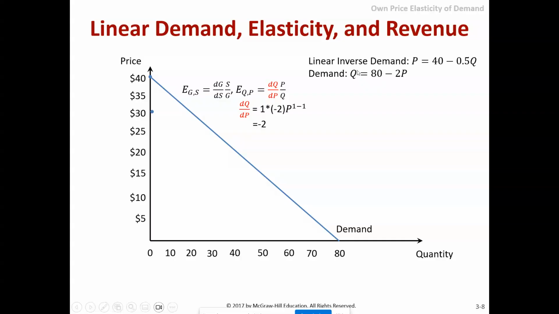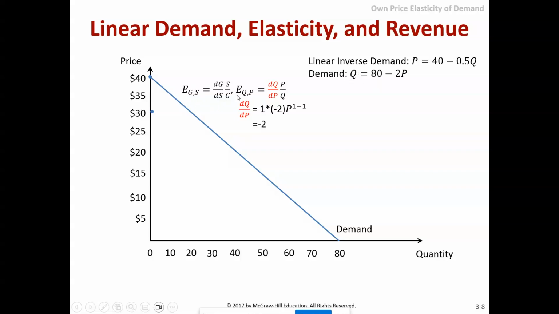But we want to check how quantity changes in response to the change in price. So we rewrite this inverse demand function as a demand function. Move the quantity to the left-hand side by itself, price to the right, and then multiply by 2 throughout. This is our demand function.